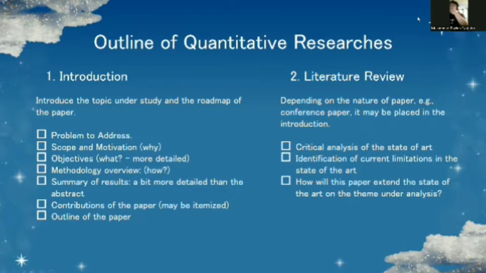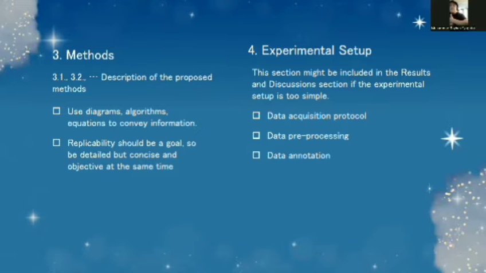The second one is literature review. Depending on the nature of the paper, such as a conference paper, it may be placed in the introduction. It has critical analysis of the state of the art, identification of current limitations in the state of the art, and how this paper will extend the state of the art on the theme under analysis. The third one is method.